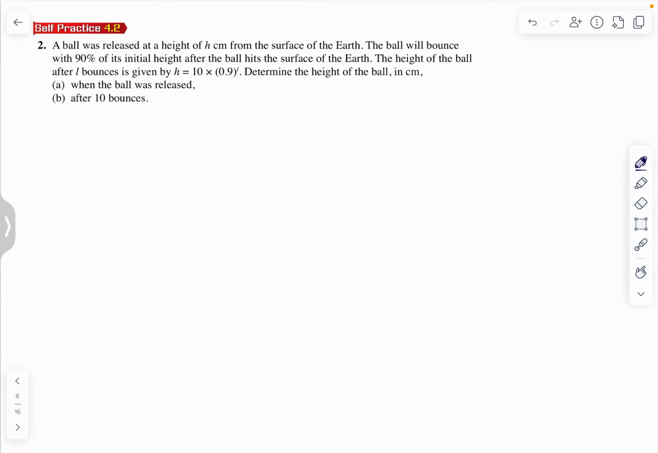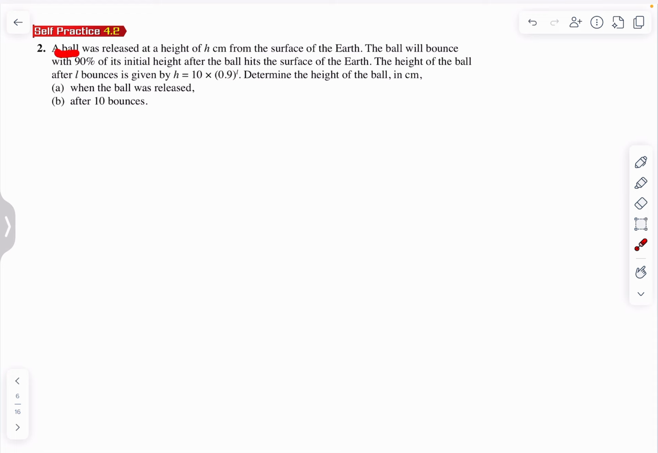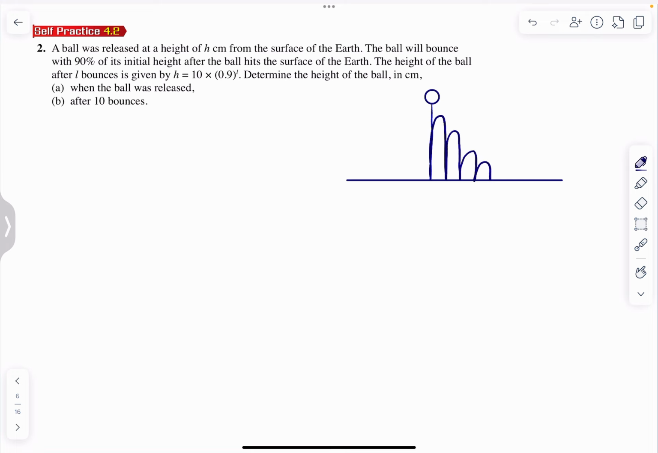Self-practice 4.2 question 2. A ball was released at a height of h cm from the surface of Earth. Let's say this is the surface of Earth. We release a ball here. The ball will bounce with 90% of its initial height after the ball hits the surface of Earth. So when it hits the surface of Earth, it bounces 90%, then 90%, 90%, 90%, and so on. So it will decrease by 10% every time.